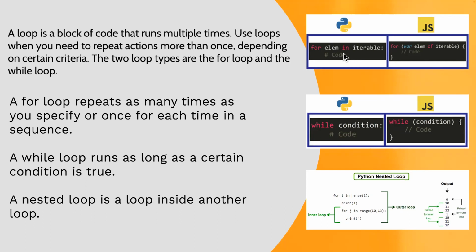Let's look at that in the top right corner. For elm in iterable, right? So for element in iterable, code, that's all you need to write to make a for loop, and then you write your code below it. Whereas in JavaScript, you have to write the parentheses, and then you have to declare a var element, and then you can say of. This is a shorthand way to for loop through something.